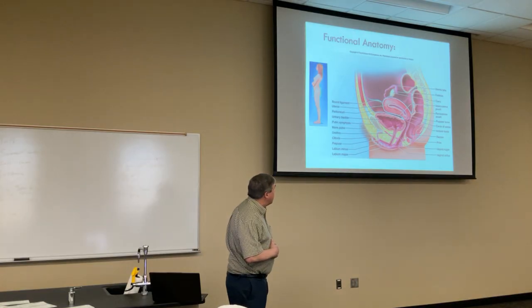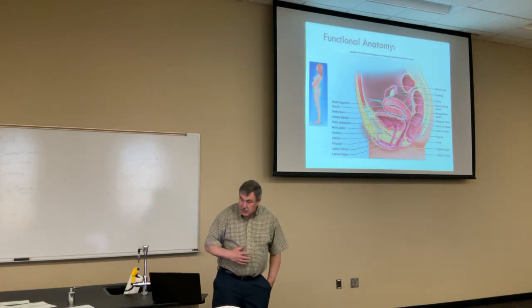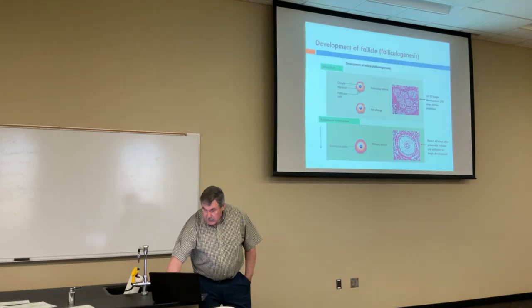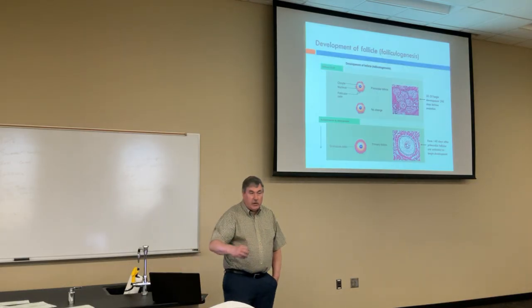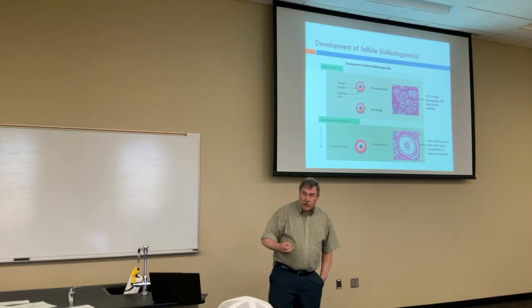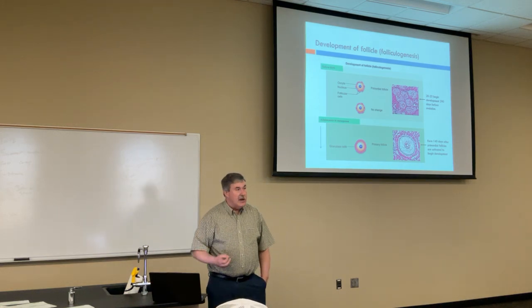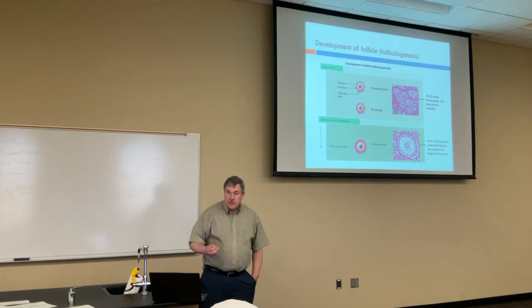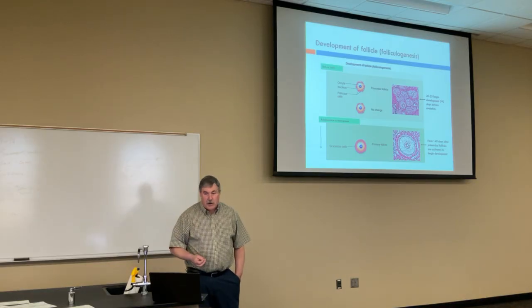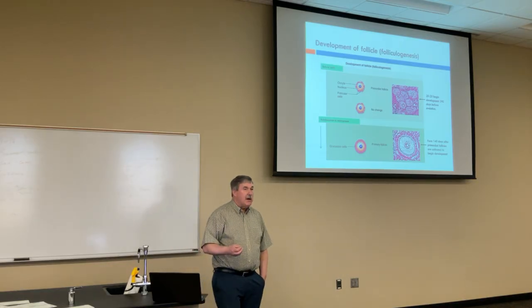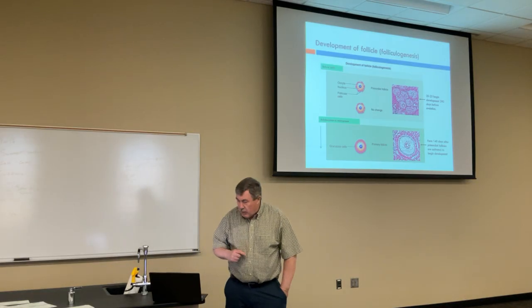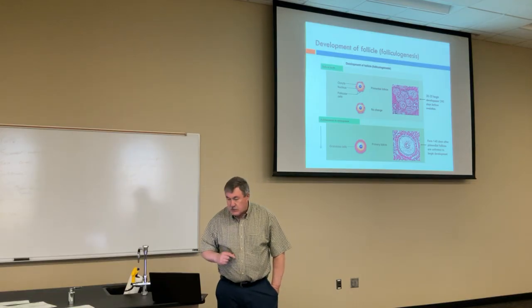All right. So those are the main parts of the female reproductive tract. So I briefly went over the different stages of oogenesis, which occur within a structure called a follicle, which is made up of an oocyte surrounded by granulosa cells or follicle cells.